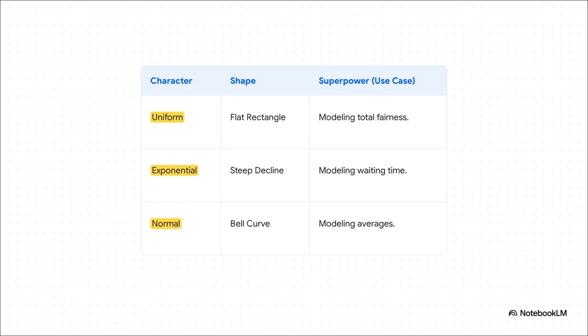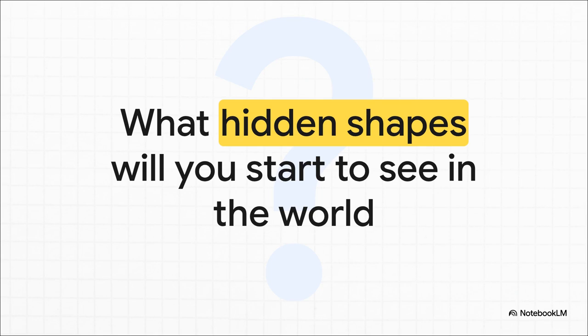These aren't just abstract math ideas, they are real, practical tools for making sense of a messy world. Once you know these fundamental shapes, these patterns of probability, you start to see the world in a whole new way. You can spot the order hidden inside the chaos. So the question I'll leave you with is this. Now that you know what to look for, what hidden bell curves and waiting games and moments of pure fairness will you start to see in the world around you?